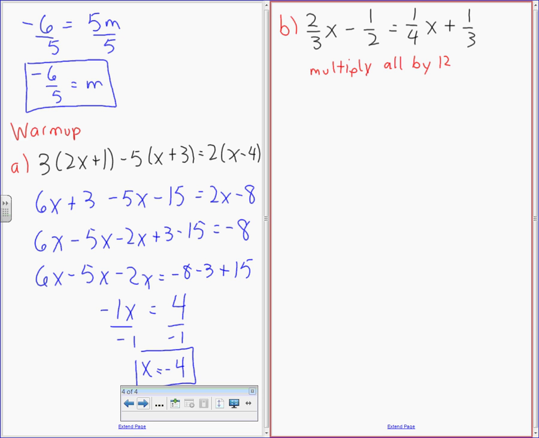The reason it's 12, if I look at 3, 2, 4, and 3, the lowest common denominator is going to be 12. You could multiply and just say, well, 3 times 2 is 6, 6 times 4 is 24, and 24 times 3 is 72. And you could multiply everything by 72 if you wanted to. The only difference will be your numbers will be enormous. So we want to use the smallest numbers that we can.